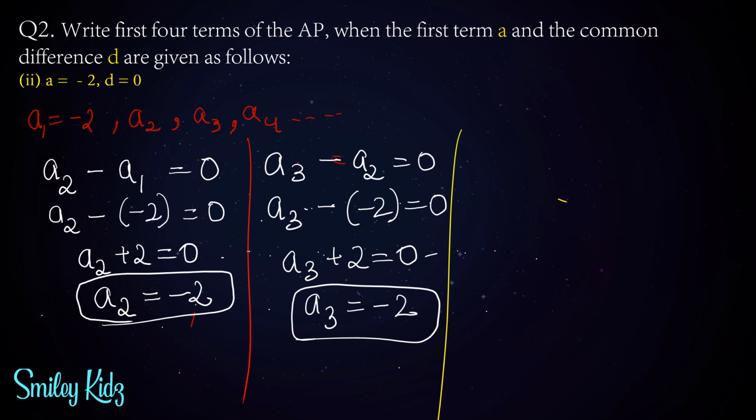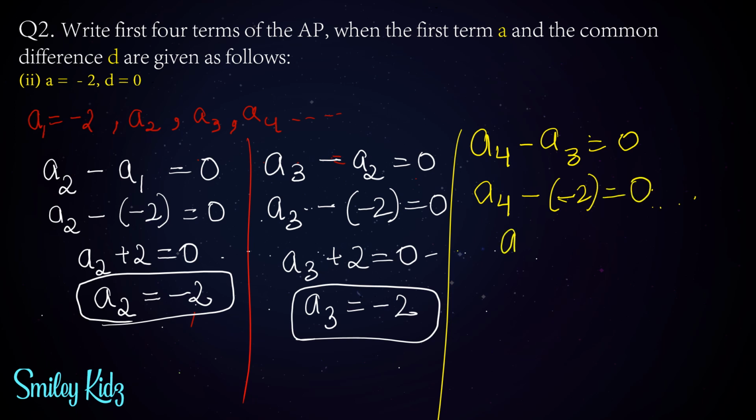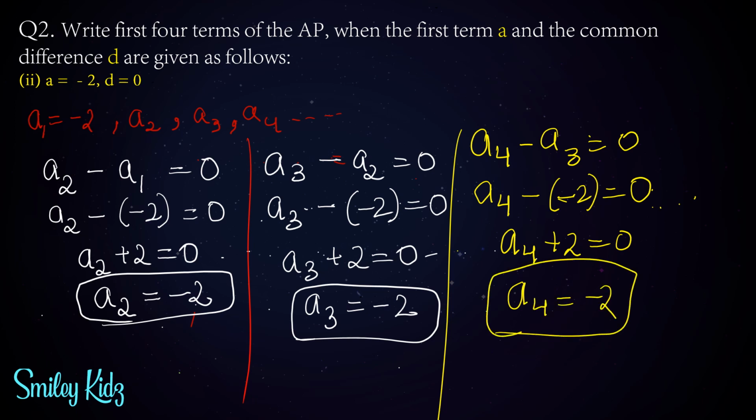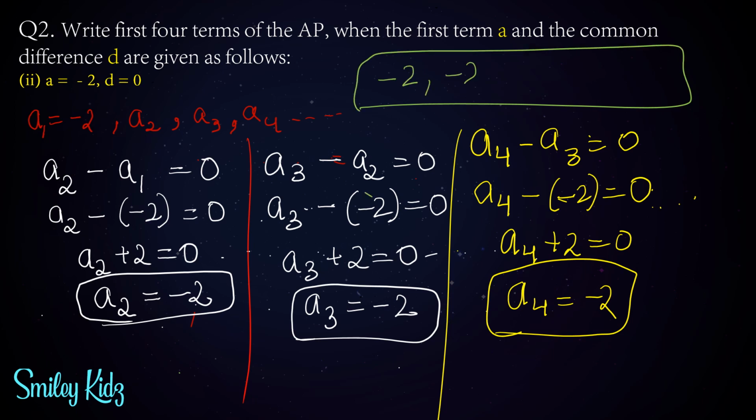Now, A4 minus A3 is equal to 0. The value of A3 is minus 2, equated to 0. A4 plus 2 is equal to 0 and A4 turns out to be minus 2. Now what is my series? The series is like this: minus 2, comma, minus 2, comma, minus 2 and minus 2. Because here my common difference is 0, so the terms are equal.